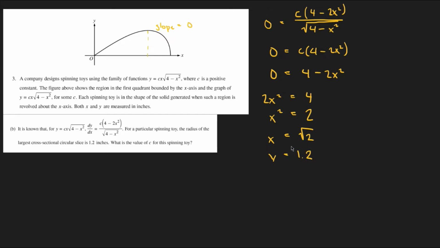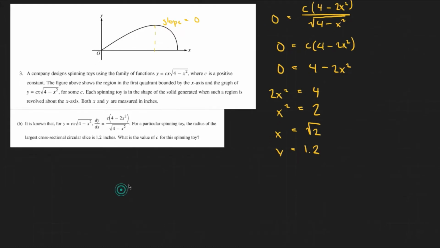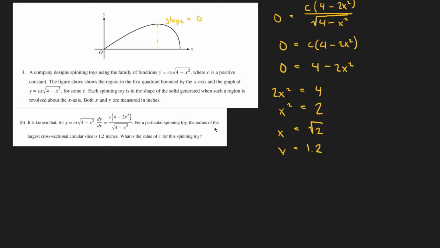And now from here, we have our x value and we have our y value, so we now just need to find c. And this equation will tell us what c is if we plug in our x and our y. So moving on to our next step, which I'll write in red. Right, we're using this equation right here. So what we'll do is we'll take that, y equals cx root 4 minus x squared, and I'll plug in these x and y values. So y, 1.2, equals c root 2 times root 4 minus root 2 squared.